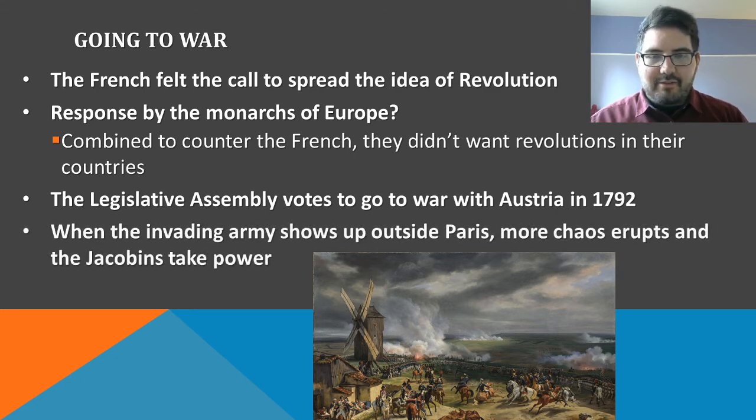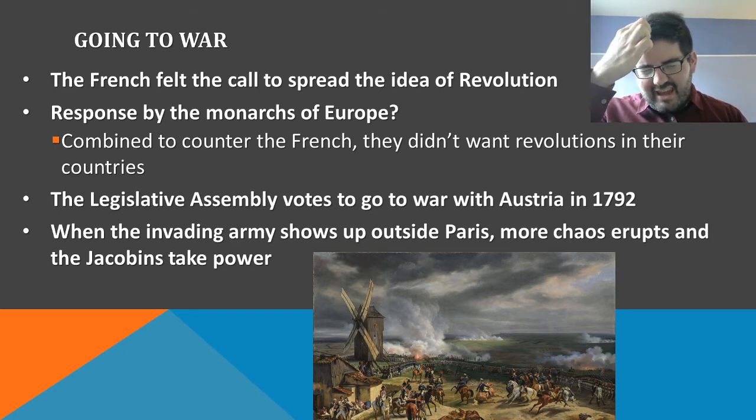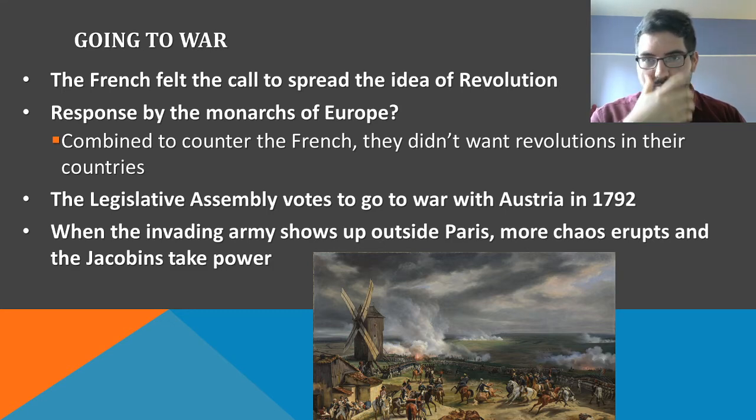When the invading army shows up outside Paris, because they decide to go to war, it's actually a coalition army between Austria and Prussia, which will end up becoming one of the centers of Germany later. So this combined army comes into France. And, as soon as the people in Paris learn that there is an invading army coming, of course, there's another huge panic. So things are just constantly in flux. People are super scared. They don't know what to do. The invading army shows up outside Paris. More chaos erupts. And the Jacobins, the most radical, the ones who were against the king, the ones who were against having any sort of monarchy at all, who wanted to really spread the ideas of the revolution, they end up taking power and taking control in this moment of chaos.